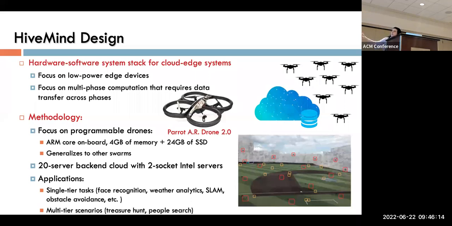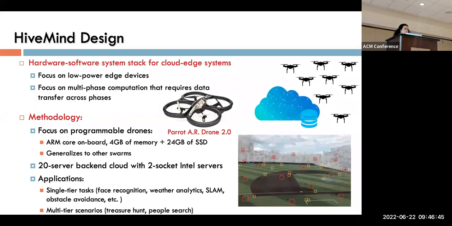So again, for the purpose of the talk, I'll focus on programmable drones. The paper has more details on how to port the framework to other types of swarms like terrestrial robots. For these results, we're using a set of programmable off-the-shelf drones. These are Parrot AR2 drones. They come with a small ARM core, a little bit of memory, and an extra SSD for persistent storage. And then in addition to those, we have 20 servers in a backend cloud, and these are server class 2-socket Intel servers with 80 logical cores and a few hundred gigs of memory each.